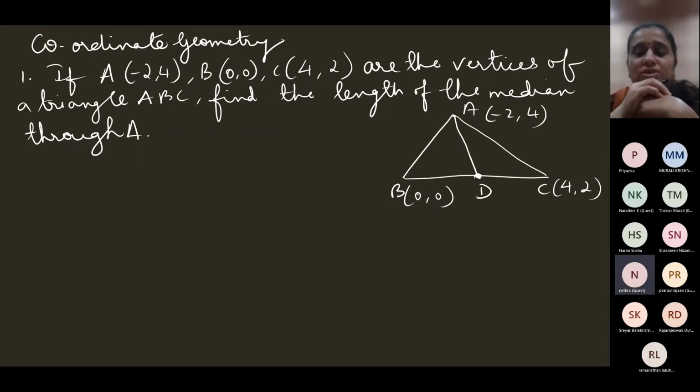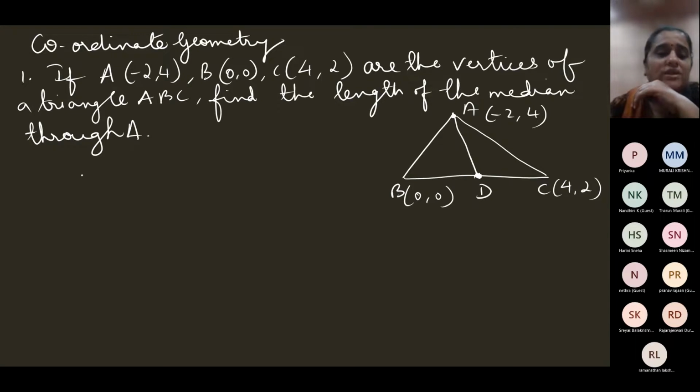Using which formula? The distance formula. So what is AD? To find the length of the median through A: this is the vertex A, and say AD is the median. D will be the midpoint of BC because that's a property of a median. A median is a line segment from the vertex to the midpoint of the opposite side. So D is the landing point of the median, the midpoint of BC.